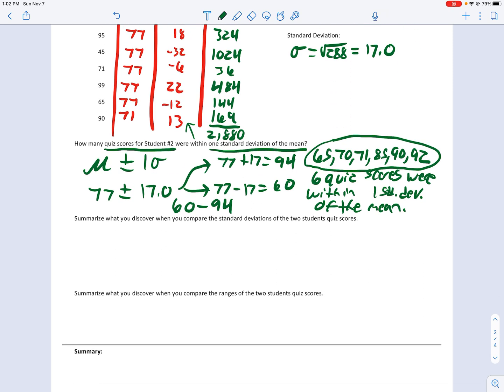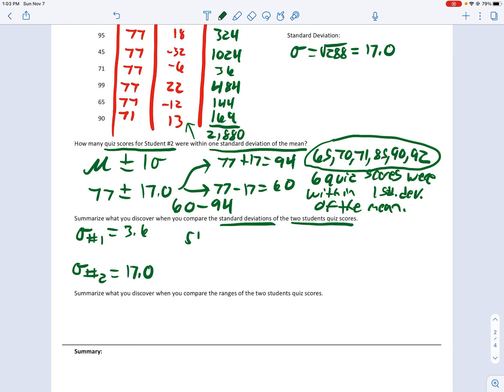All right, summarize what you discover when you compare the standard deviation of the two students. The standard deviation for student number 1 was 3.6. The standard deviation for student number 2 was 17. So what do you notice about the two? Student 2 definitely has a bigger number, 17 versus 3.6. So what does that mean?